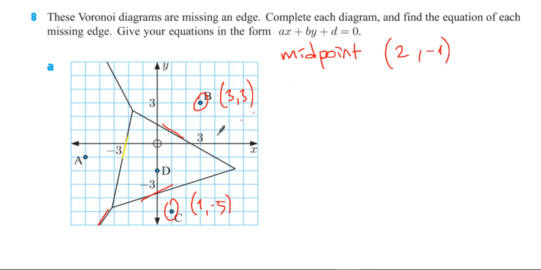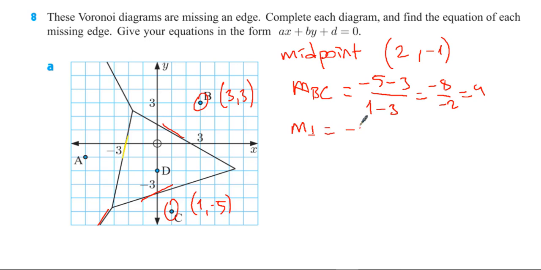Let's say the gradient of BC. The gradient of BC will be then minus 5, minus 3 over 1, minus 3, which is minus 8 divided by minus 3... it's 4. So the gradient of the perpendicular will be minus 1 by 4. So the equation of the line must be like this.